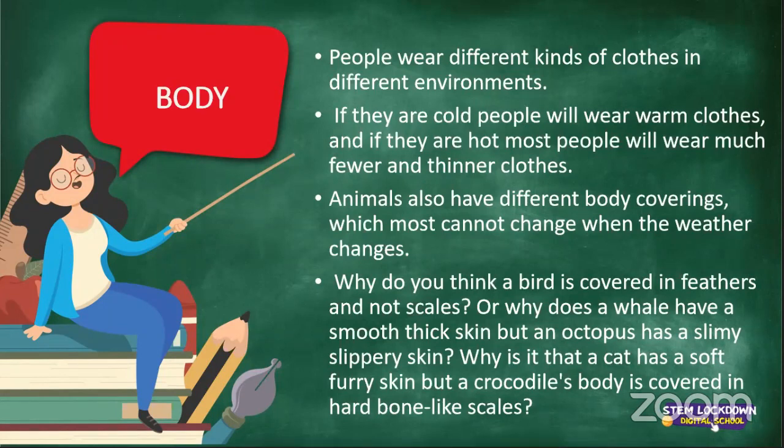Why do you think a bird is covered in feathers and not in scales? Or why does a whale have a smooth, thick skin, but an octopus has a slimy, slippery skin? Why is it that a cat has a soft, furry skin, but a crocodile's body is covered in hard, bone-like scales? There are reasons for all of these body coverings, and it depends on what the purpose is and where the animal lives.